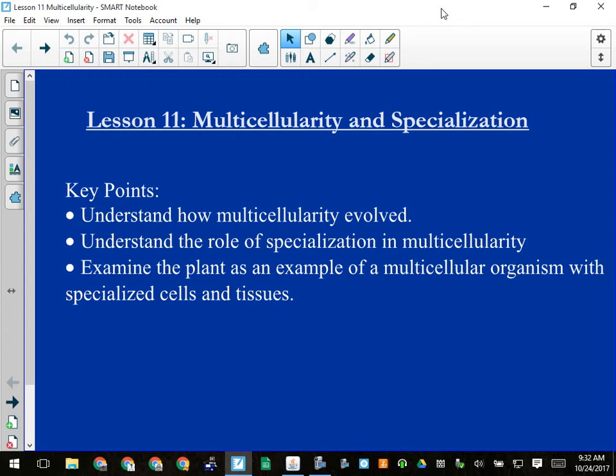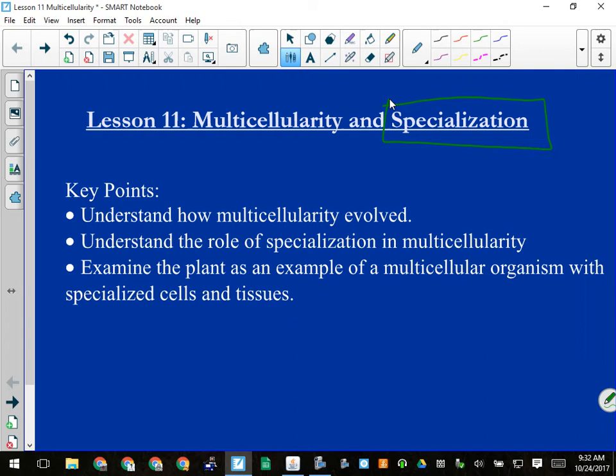Now there's basically two different kinds of multicellularity. There's truly multicellular organisms like ourselves, and then there are colonial organisms, which are colonies of cells where all the cells are identical. The difference between a true multicellular organism and a colony of cells is this: specialization. We're going to get back to it.